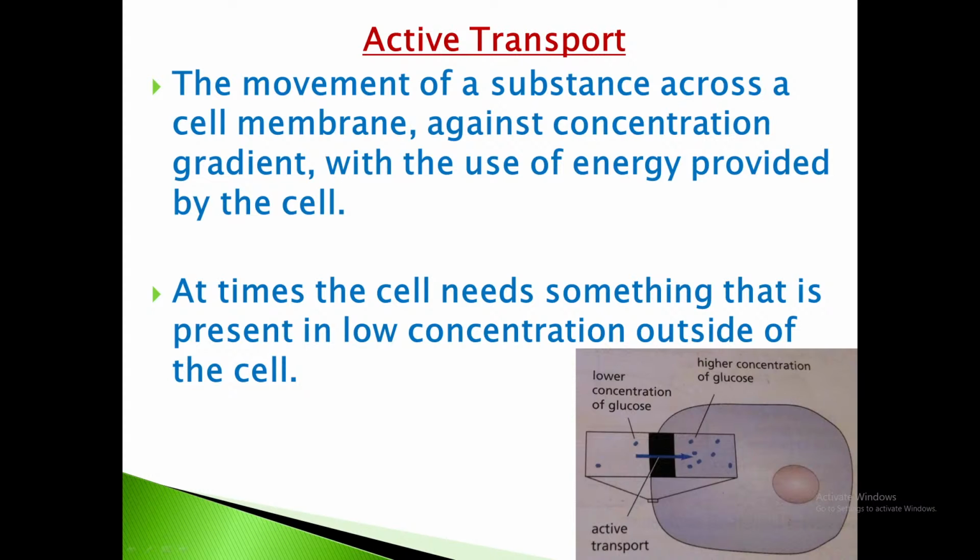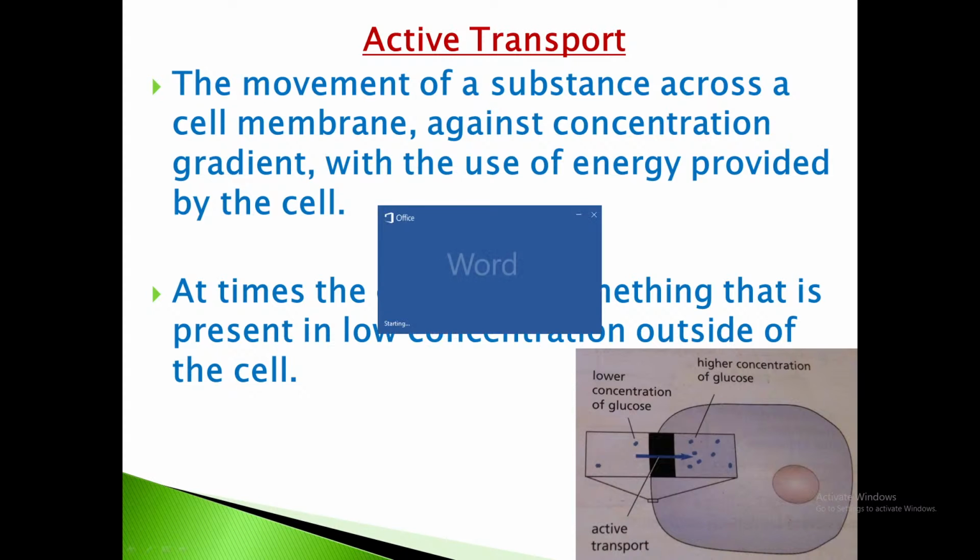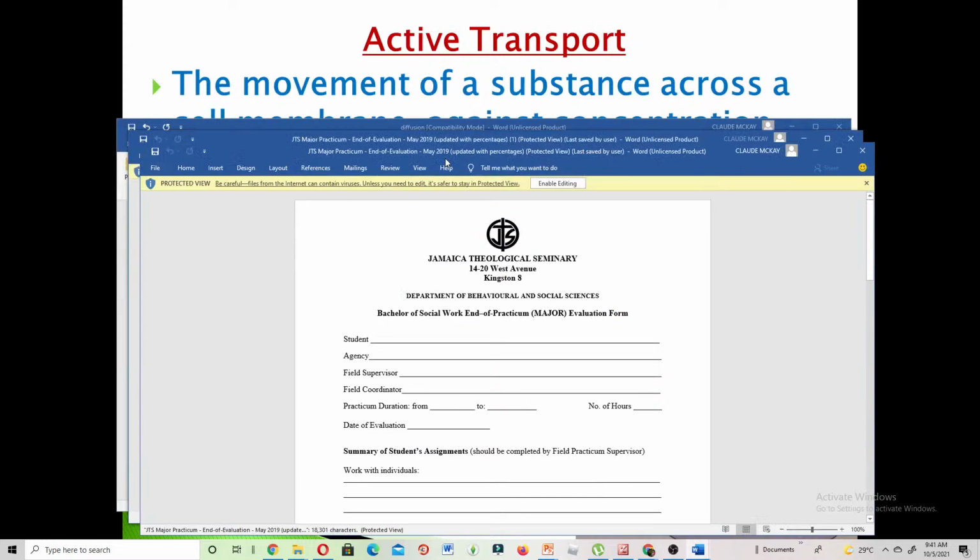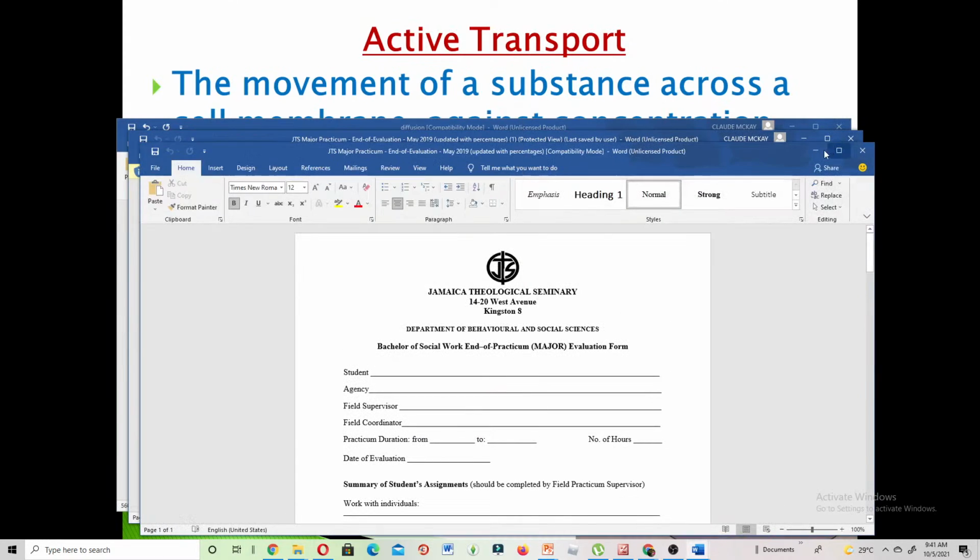Alright, so active transport. Active transport is another way by which substances move in and out of the cell. Remember that we said we have three different ways: we have osmosis, we have diffusion, and now active transport.